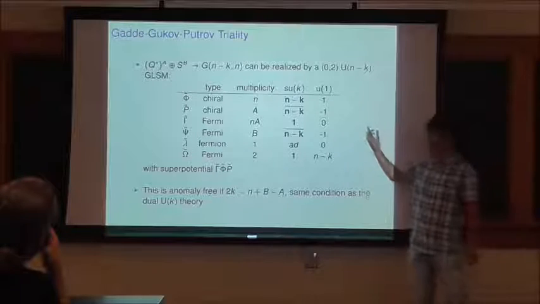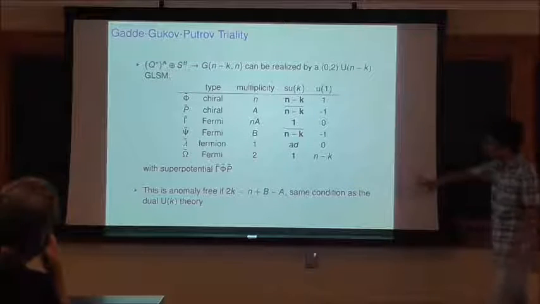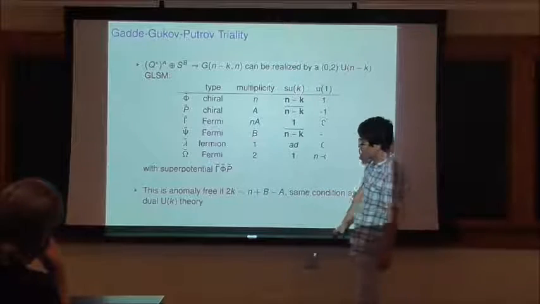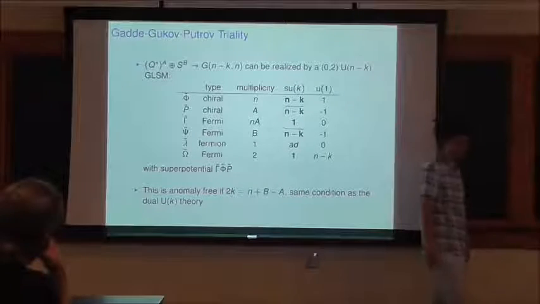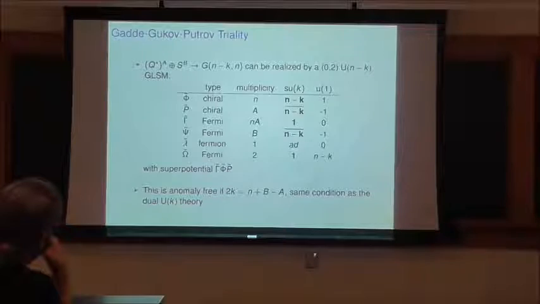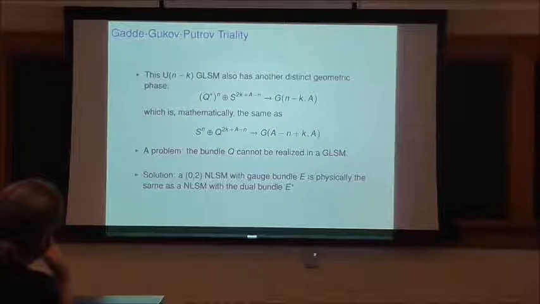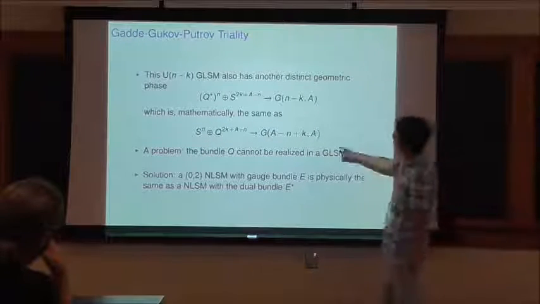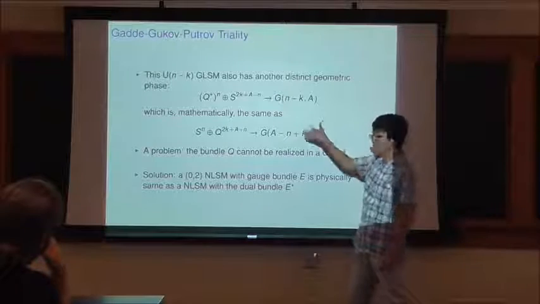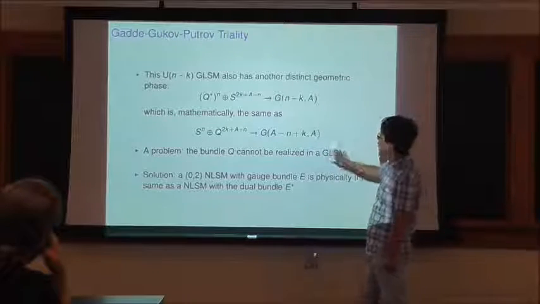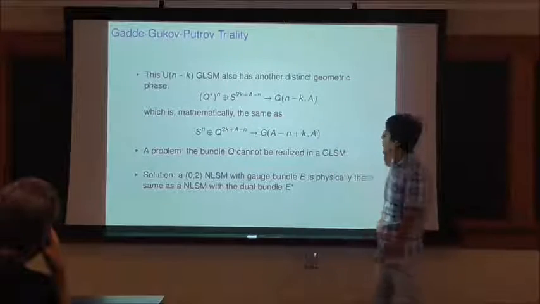This guy has two phases. Let's talk about the second phase. Before that, you can check the anomaly cancellation condition is exactly the same as the one you started with. So look at the second phase. It's given by swapping the roles of P and phi. Again, now you have this geometry.